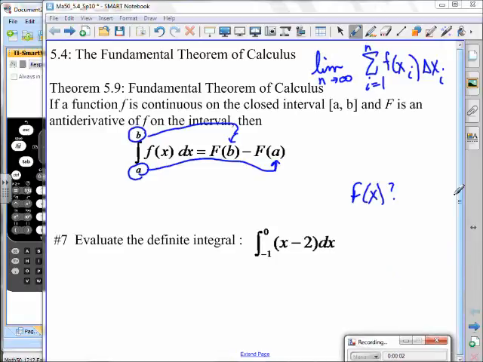Section 5.4. We're looking at the fundamental theorem of calculus. Now that I've gone through it once with you, let's see if our answers match up.